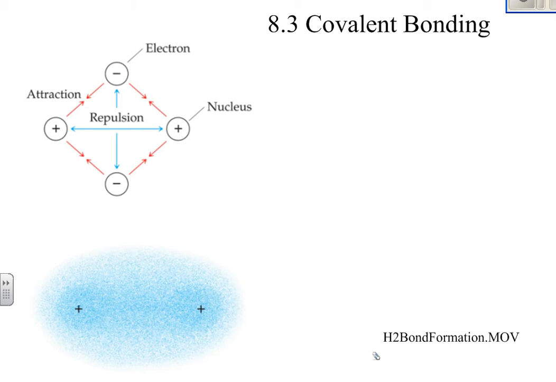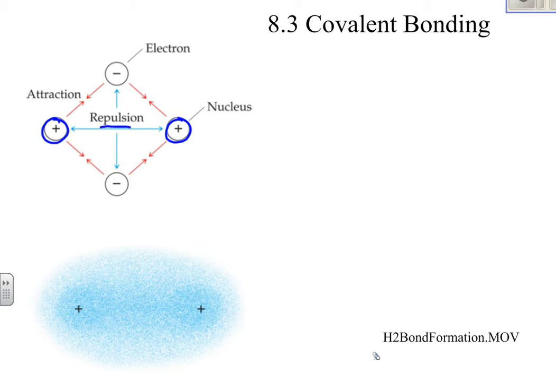Time to start to take a closer look at covalent bonding. Here we have our typical depiction of a two-atom system, one nucleus, the other nucleus, and thinking of the electrons in terms of particles, those shared electrons being attracted to both nuclei. Notice that this picture also goes into the repulsion that exists there, and that is significant.